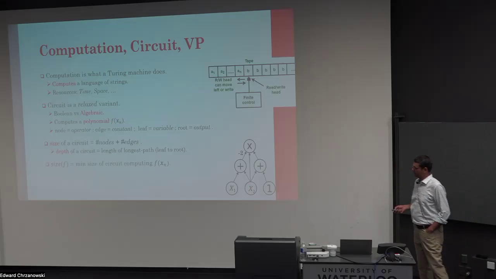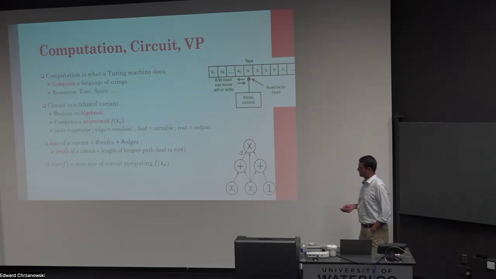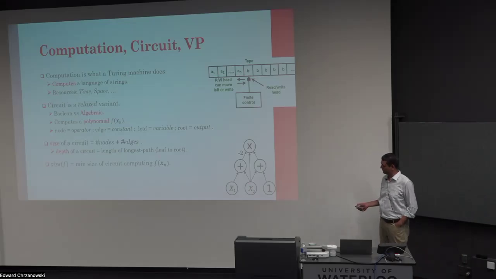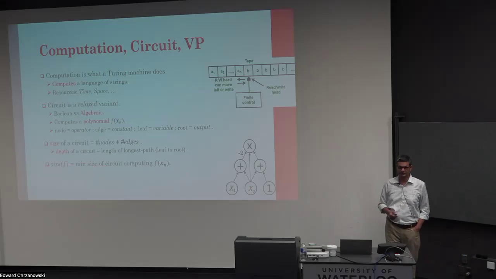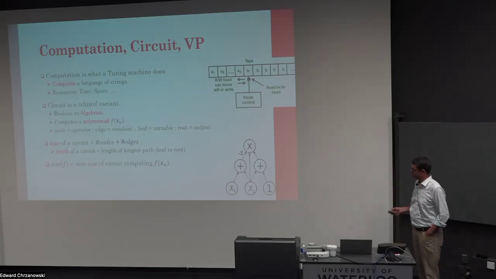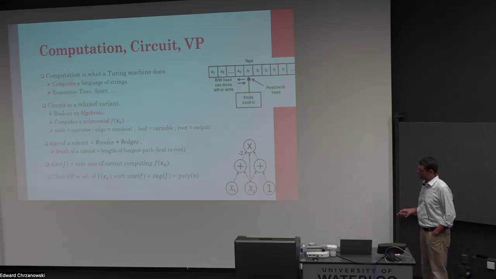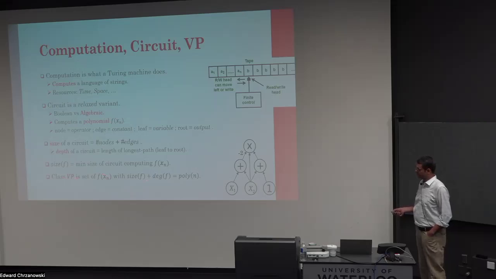And now we can actually define how easy or hard a polynomial is. Your favorite polynomial f in n variables. Size is the minimum circuit size that exactly computes it. And VP is the class of all such polynomials. Okay, so VP is the class of easy polynomials. What does easy mean? Easy means that the size of your polynomial, and the degree, both of them are polynomial in n.